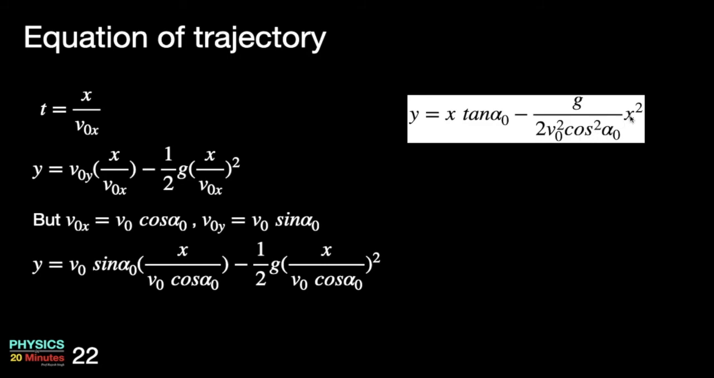This equation is an equation in x and y only. You can see that this relates x coordinates with y coordinates, and there is no time here. And this equation is called the equation of trajectory.